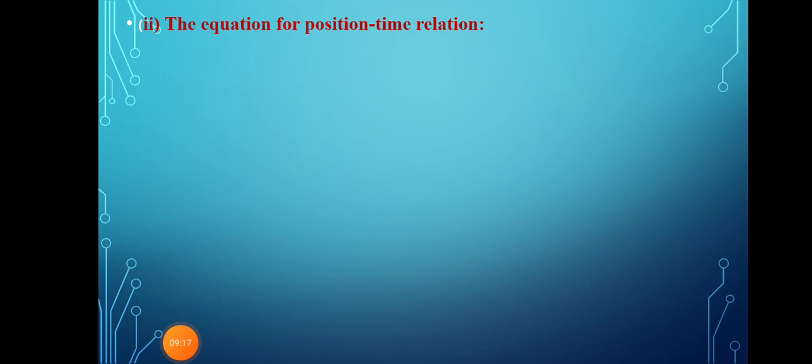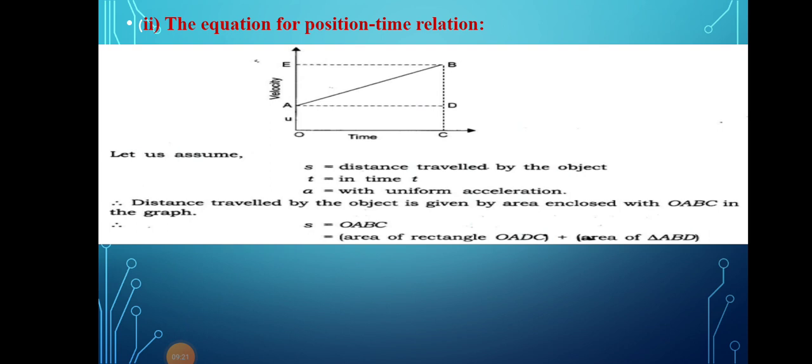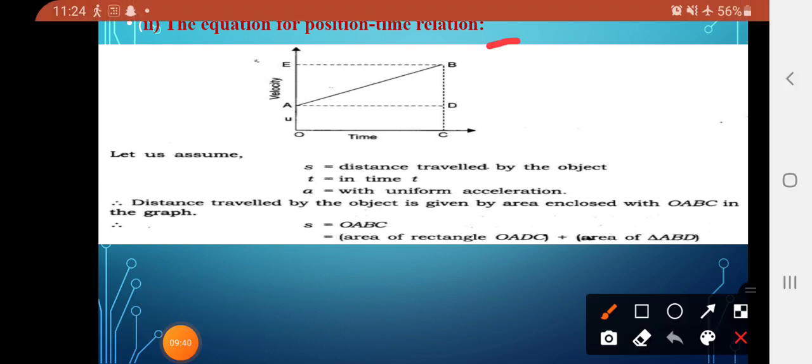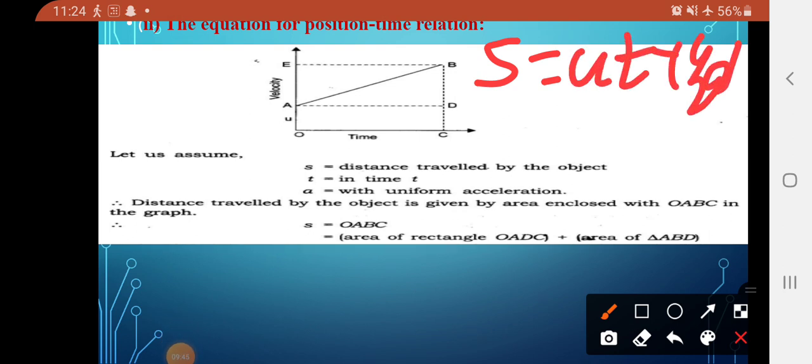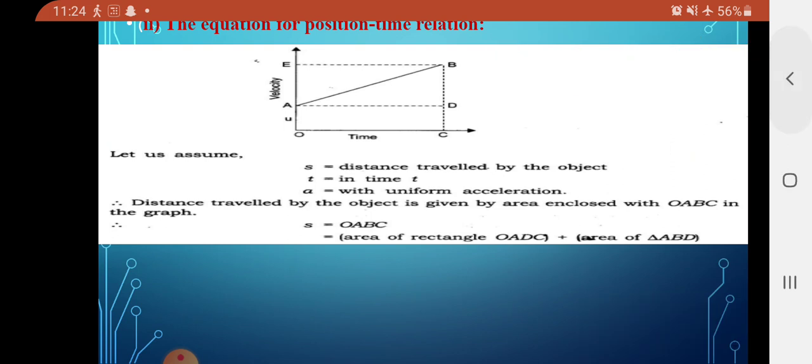So the next concept is the equation for position time relation. So dear students, for this same graph we have to consider some other terms. Here S is the distance travelled by the object, T is the time, and A is the uniform acceleration. So here we are going to derive the equation S is equal to UT plus half AT square. This is our aim, to find the equation.